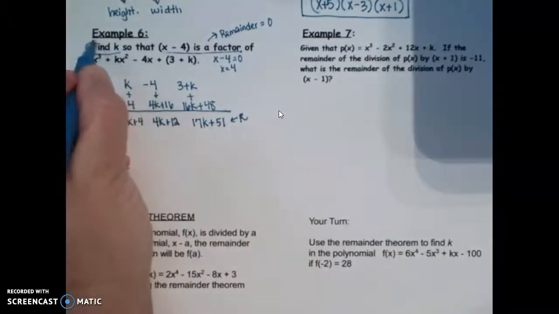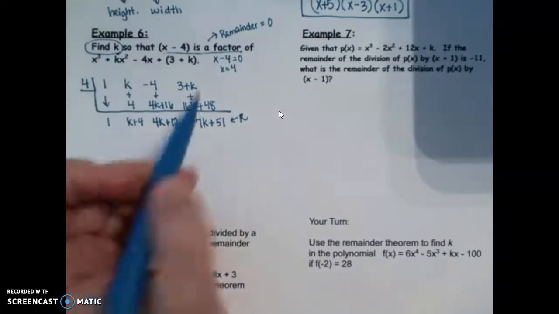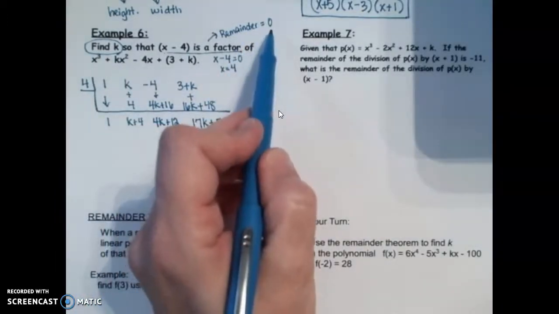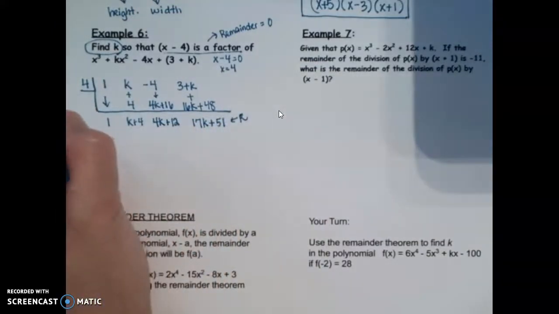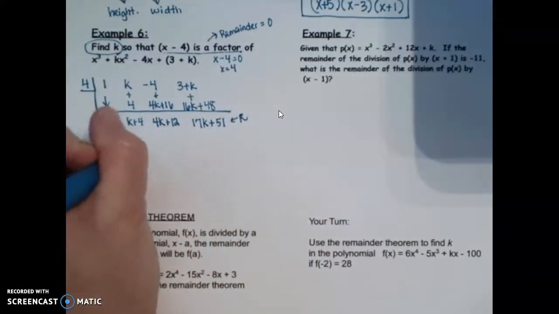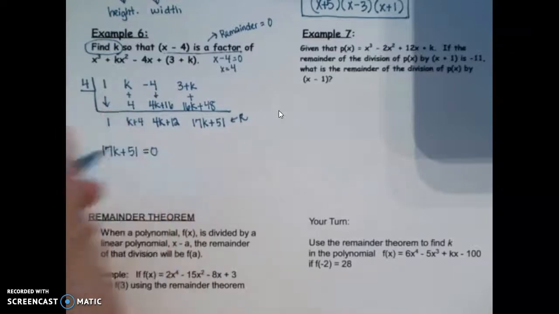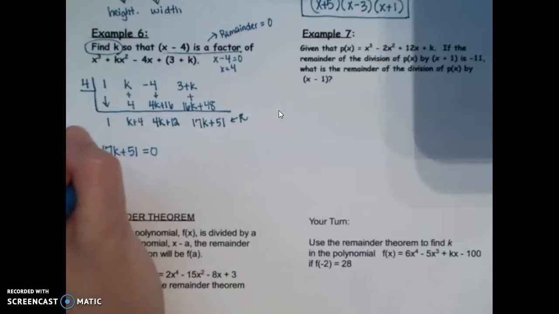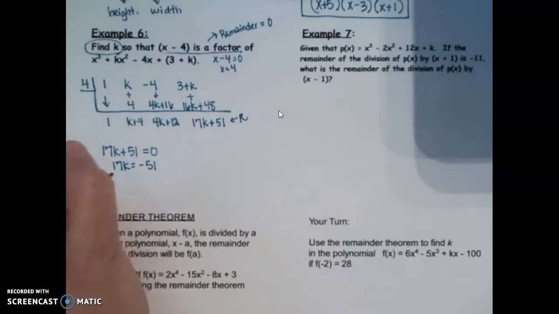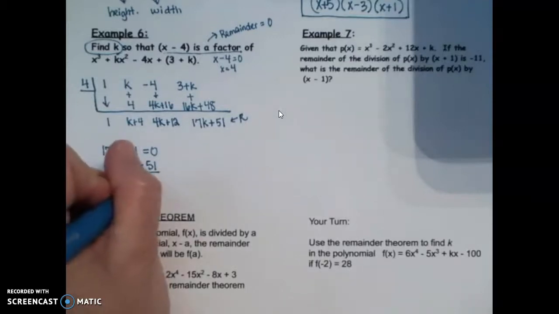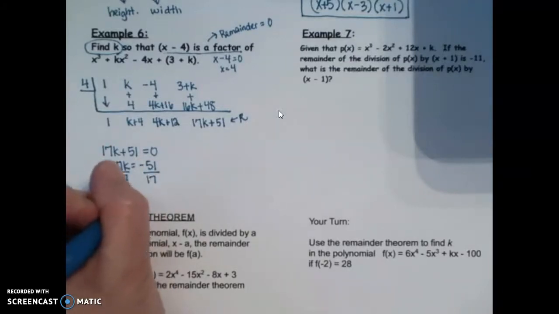We're trying to find k. And you know that your remainder was supposed to be 0. So you're going to take this 17k plus 51, and we're going to set that equal to 0, and we're going to solve it. And then we're going to know the value of k. So you would subtract your 51, divide by your 17, so k would be -3.